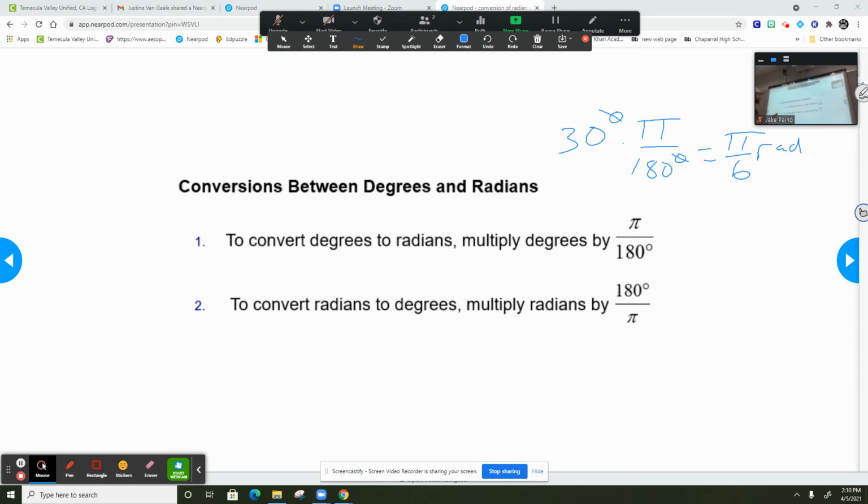To convert radians to degrees, you multiply radians by 180 degrees over pi. Let's double check that. If I have pi over 6, I multiply it by 180 degrees over pi. The pi's cancel out, and 180 degrees divided by 6 is 30 degrees. So going both ways, you see that it works.